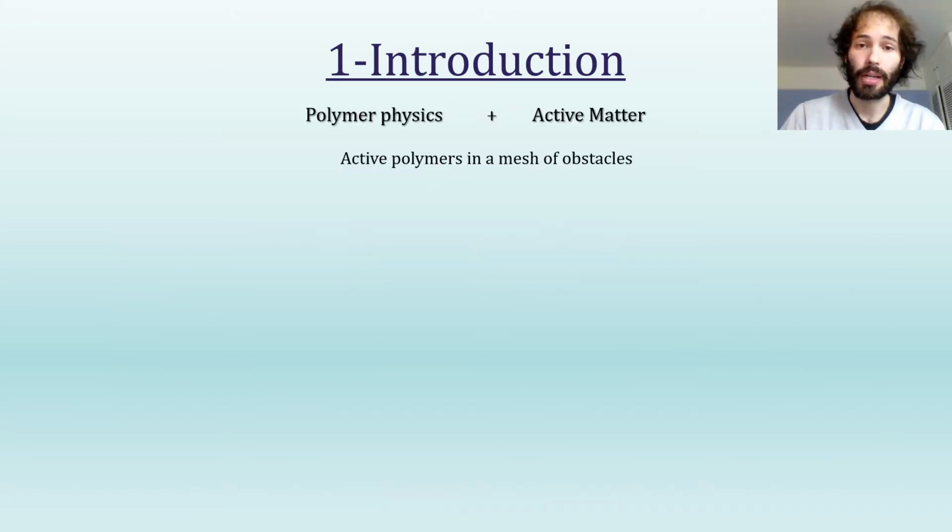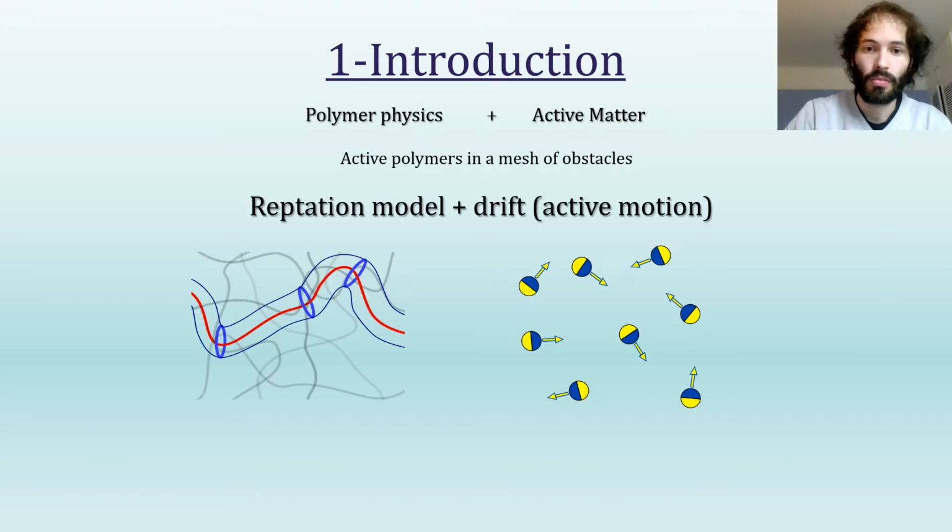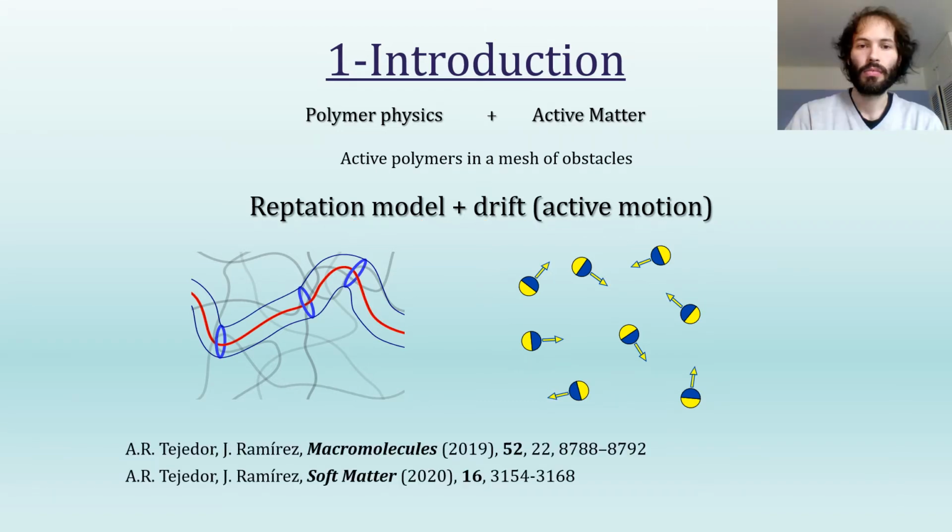So, in summary, we use both fields to develop our model. We employ the reptation model of entangled polymers, but we also introduce to this model an active motion that we named drift. To this day, we have these two publications about this topic.